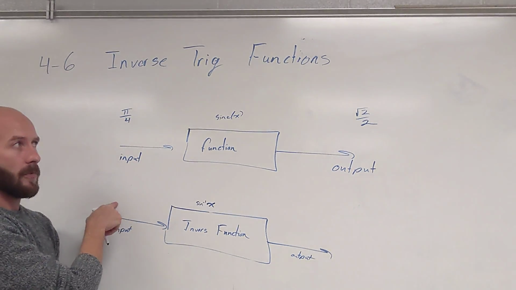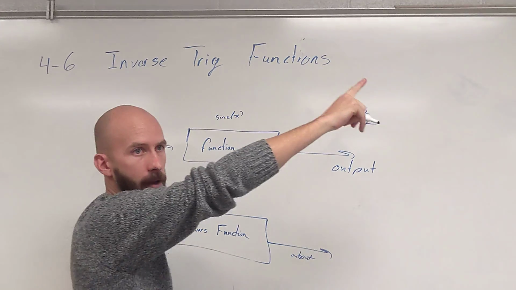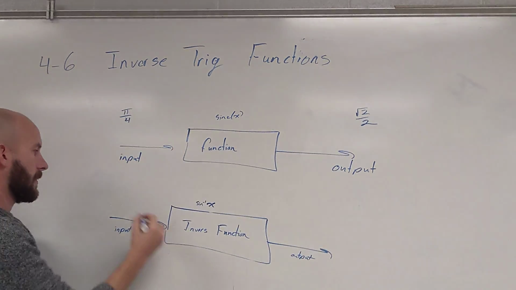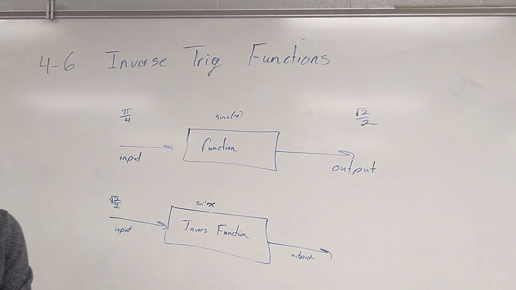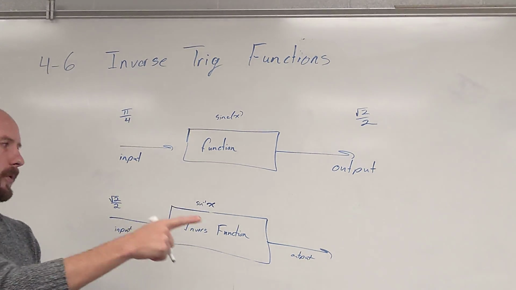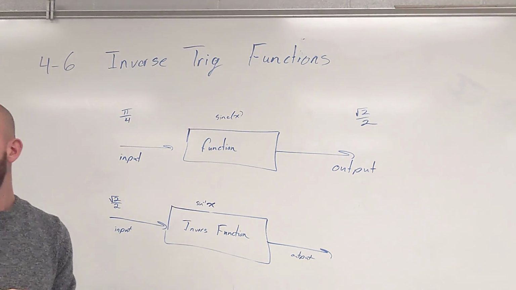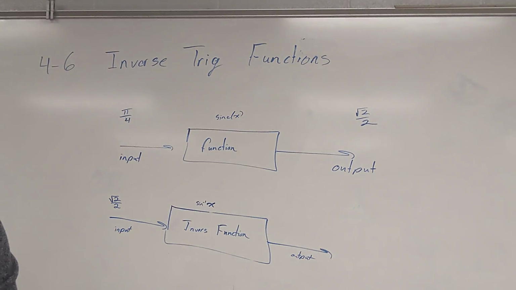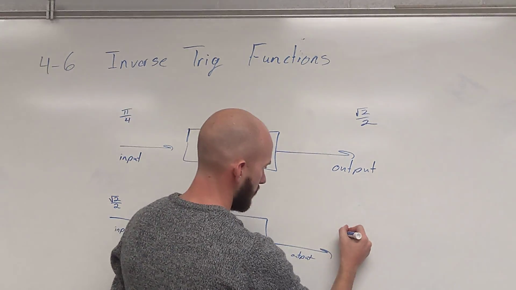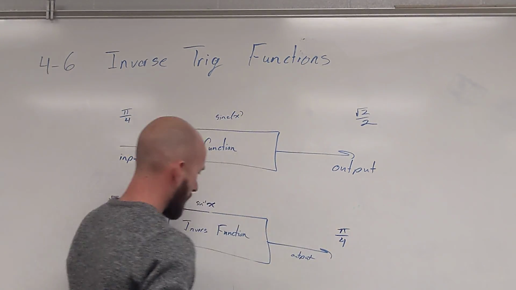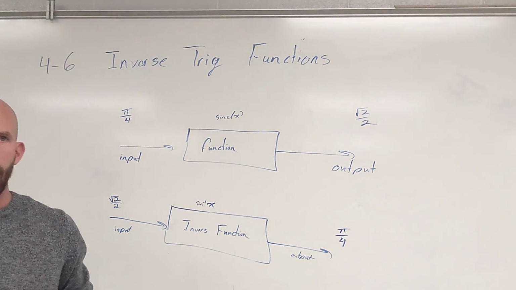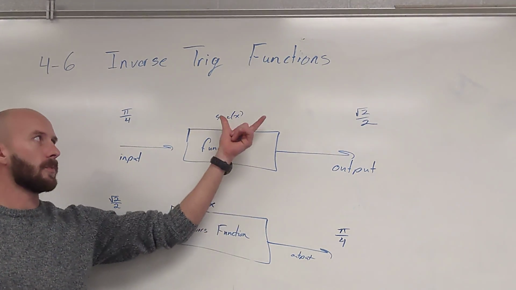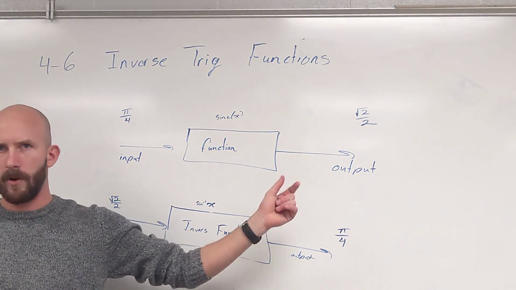My input for this is going to be a value or a ratio. And then my output would be what? Pi over 4. The angle, pi over 4. Okay? So it's basically the reverse process. Okay? That's why an inverse function will undo a regular function.